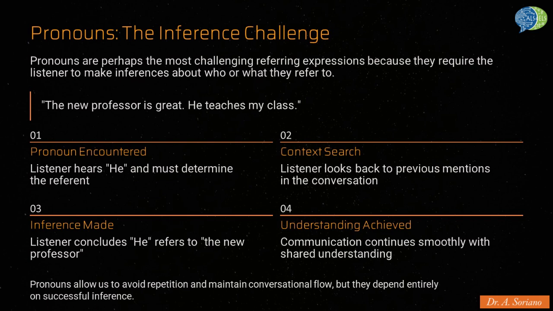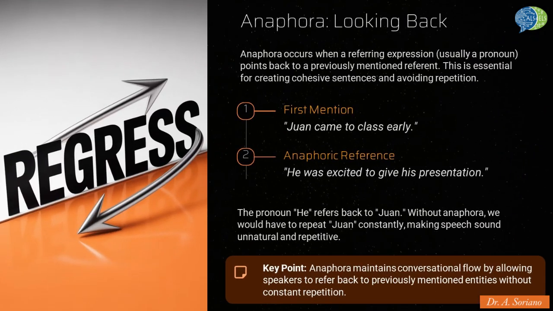Context search, 02: the listener's mind immediately looks back to the previous mentions, the context in the conversation. Inference made, 03: the listener concludes that "he" refers to the new professor. Understanding achieved, 04: the meaning is resolved, and the communication continues smoothly. Pronouns allow us to avoid awkward repetition and keep the conversation going.